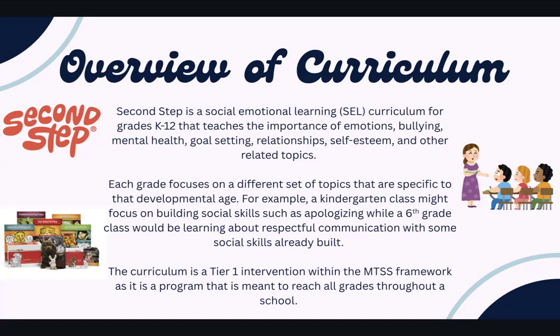So, for example, a kindergarten class who is in stage 1, obedience and punishment, might focus on building social skills such as apologizing, while a sixth grade class who is in stage 3, developing good interpersonal relationships, would be learning about respectful communication, already having some social skills built.